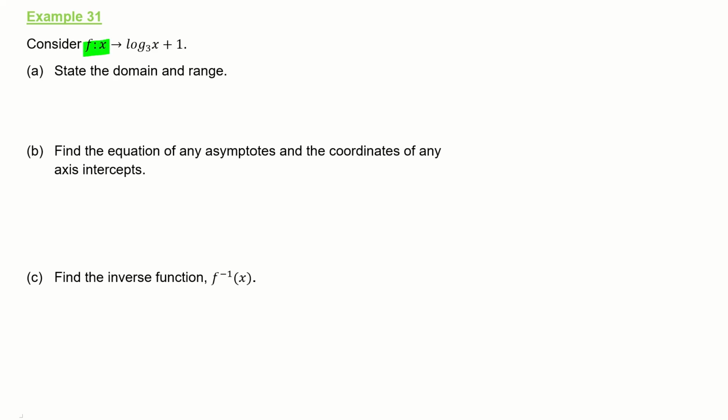Consider the function f of x equals log to the base 3 of x, plus 1. State the domain and range.